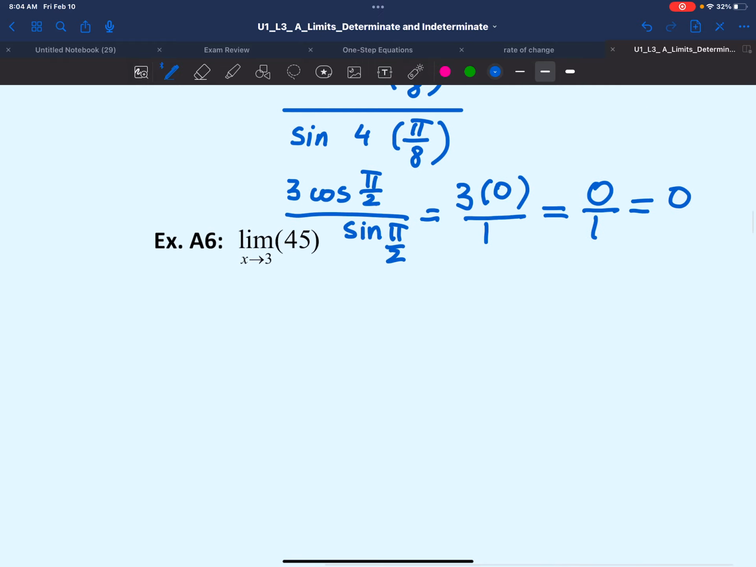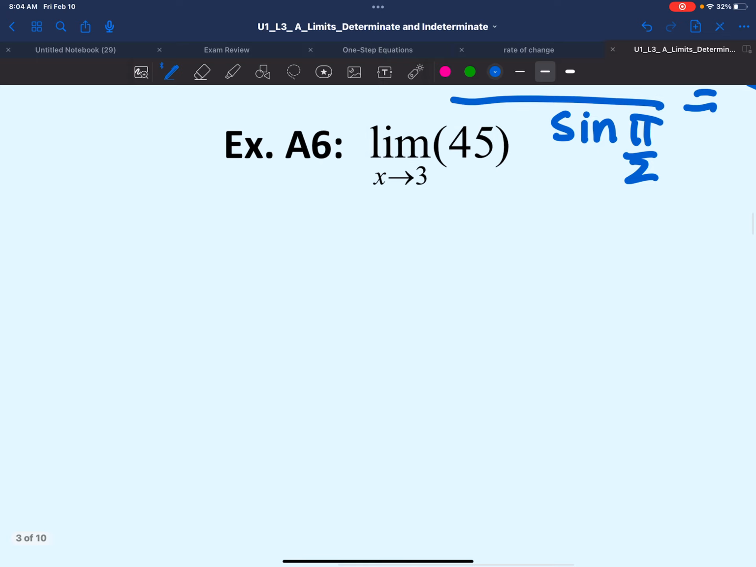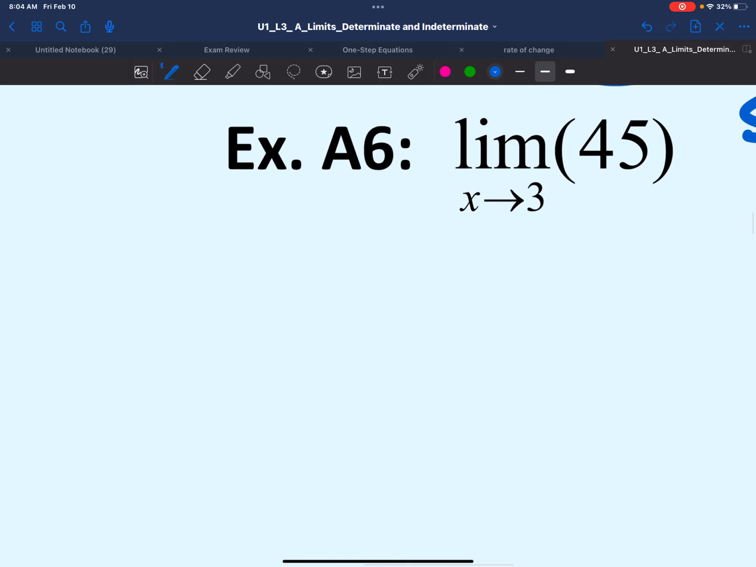And last example, we have the limit as x approaches 3 of the number 45. Again, this is very similar to the sine 1 we had before. There is no x in the equation of the function, so therefore we're going to say that the value of this limit is 45.